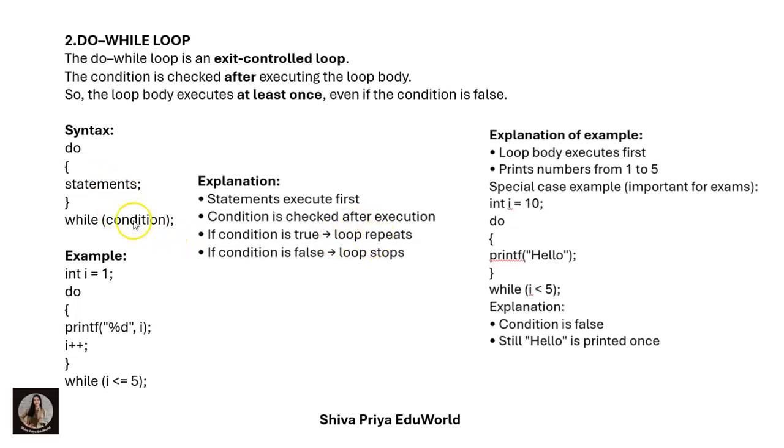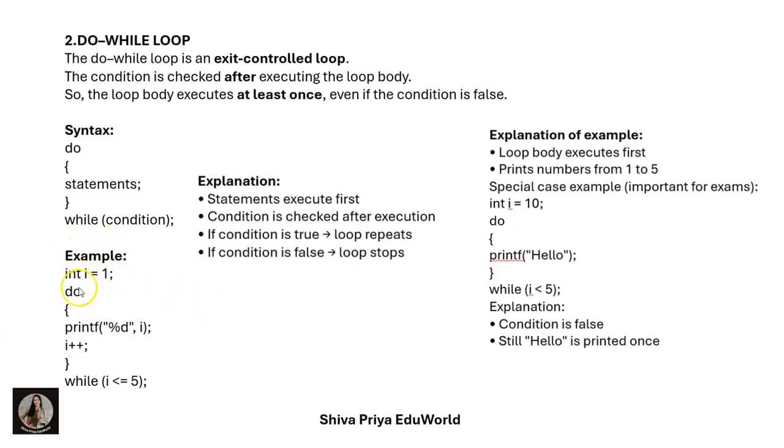If the condition is true, it will check the condition right after the execution. If it is true, it will go back and loop again and again. Clear? If the condition is false, the loop stops there. If the condition is false, it will stop the execution immediately. Clear? It will execute at least once, even if the condition is false. After the execution only, it will check the condition. Clear? Let us see an example.